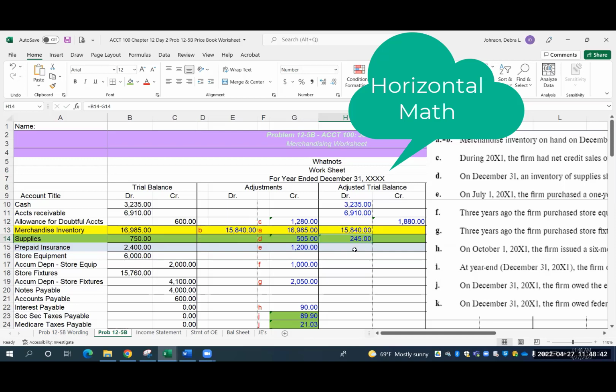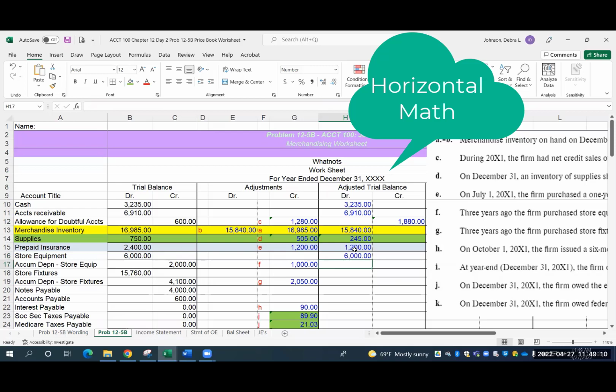Supplies, we added across when we first did it, and we got the correct 245 that they said was on hand. Prepaids went from 2,400 with a credit of 1,200, meaning we have 1,200 left. That still represents something of value. Those are the other months that we don't have to pay the insurance for. The equipment didn't change. The cost is still 6,000.